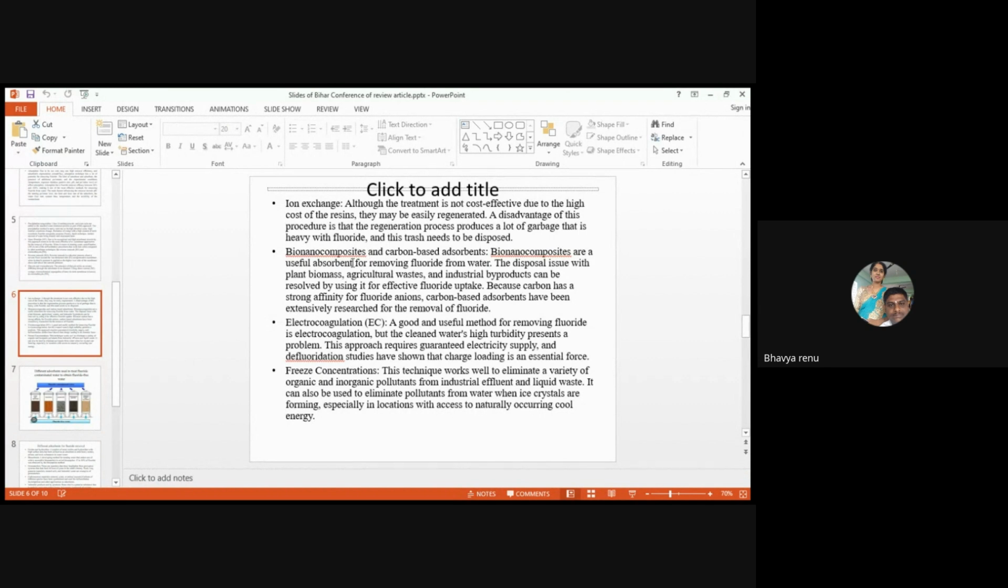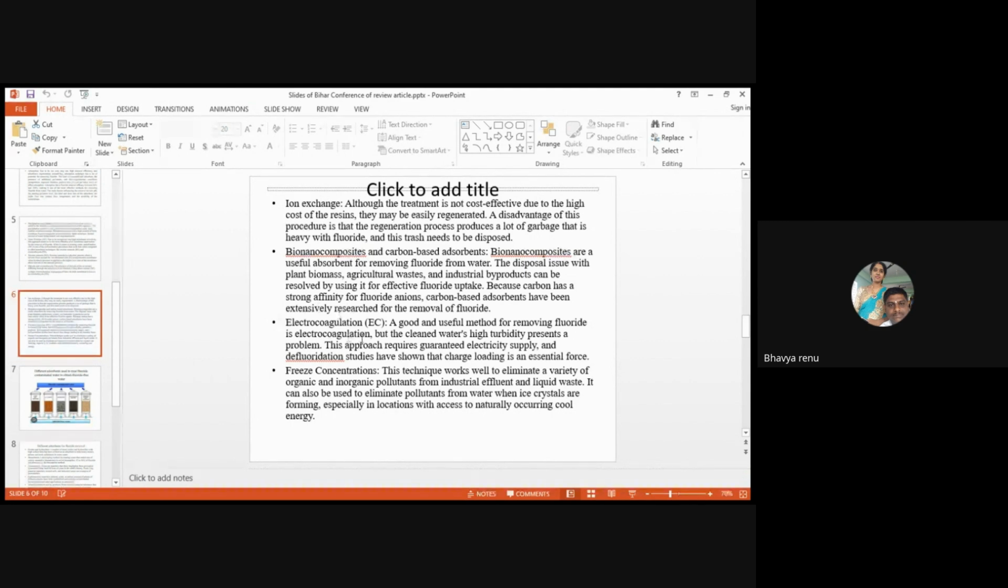And next, we'll move on to bio-nanocomposites and carbon-based adsorbents. Bio-nanocomposites are useful adsorbents for removing fluoride from water. The disposal issue with plant biomass, agricultural waste, and industrial byproducts can be resolved by using them for effective fluoride uptake. And because carbon has a strong affinity for fluoride anions, carbon-based adsorbents have been extensively researched for the removal of fluoride.